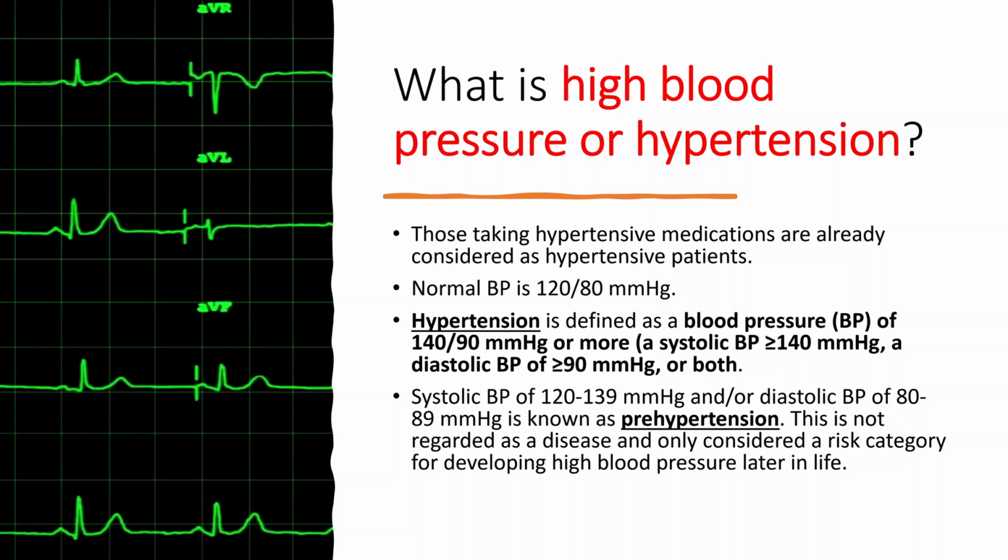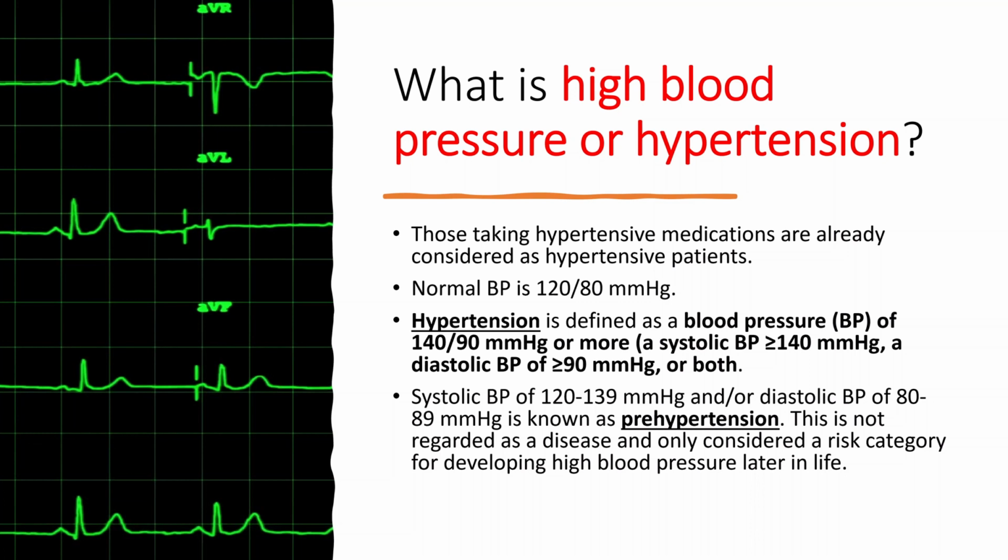It can be only systolic, or only diastolic, or both systolic and diastolic blood pressures. So that is the definition of hypertension. Anybody having a pressure at or more than 140 by 90 millimeter mercury is considered a hypertensive patient. Now you see there is a gap, right? Normal is 120 by 80.